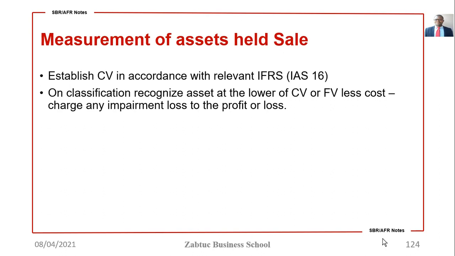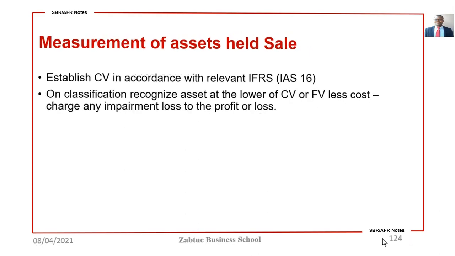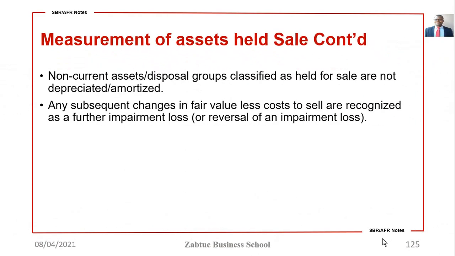So we need to establish the carrying value of the asset in accordance with the relevant IFRS. In this case, it's likely to be IAS 16. On classification, we need to recognize the asset at the lower of the carrying value or fair value less costs to sell, less any charge of impairment loss. When you find that the fair value of the asset is lower than the carrying value, you need to charge an impairment loss to the profit or loss.